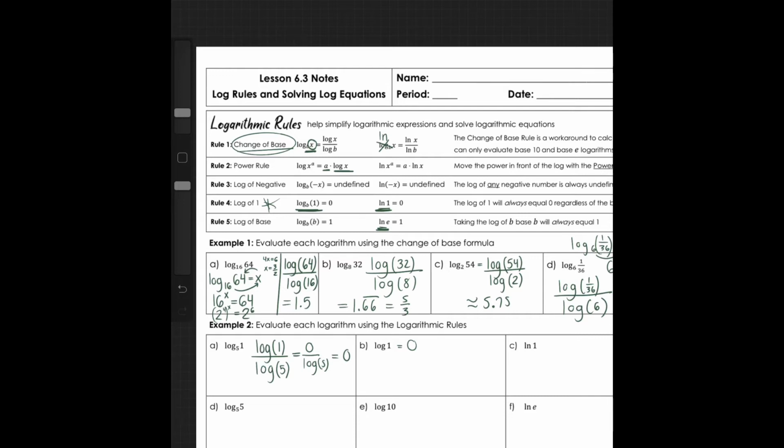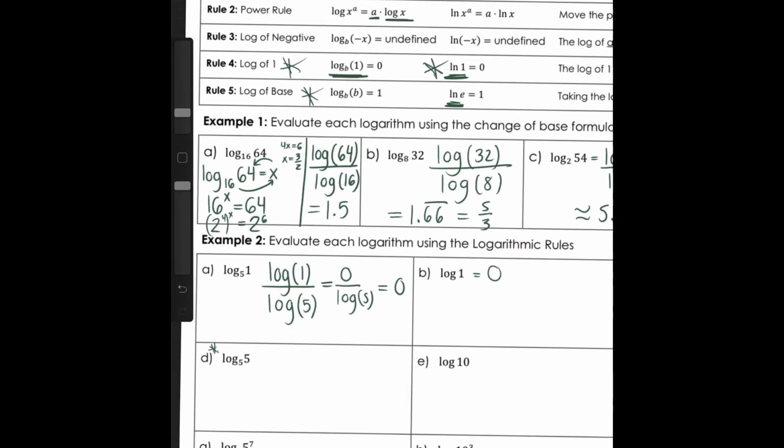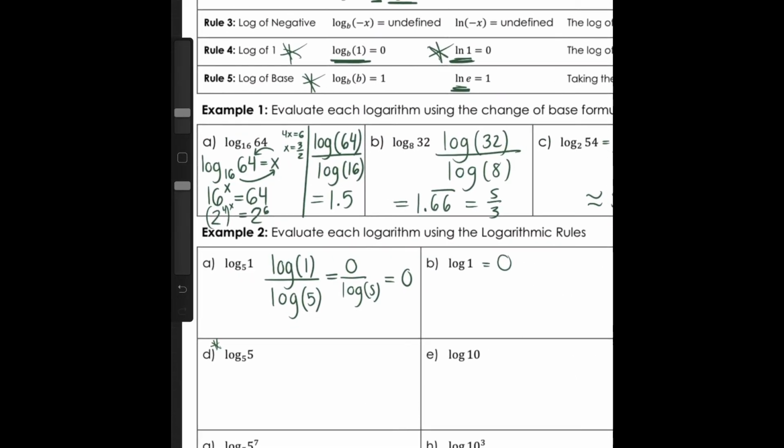ln of 1 is also 0 according to rule number 4. So D is the log of base rule, which basically means that if you have the log of something that is already the base, the answer is 1. And the reason this works out is because we have log base 5 of 5. We set it equal to a variable. That'll be 5 to the x is equal to 5, which means x is equal to 1.